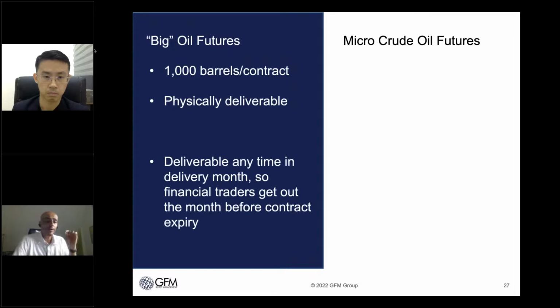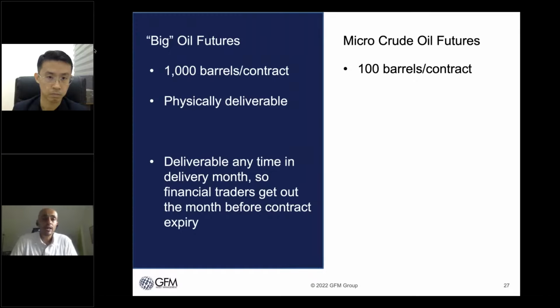Now, remember, it's deliverable at any time in the delivery month. So if you're trading the September contract, you're going to want to get out of it by mid-late August. And if you hold a September contract to September, it can go into delivery. So if you don't want to trade the physical contract, remember, you want to get out before the month starts, not during the contract month.